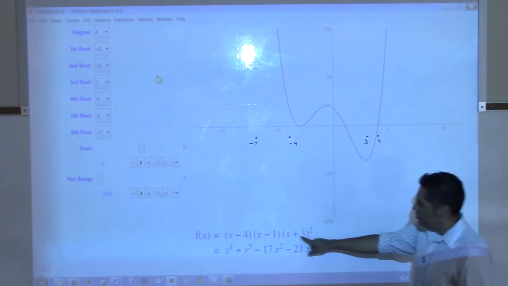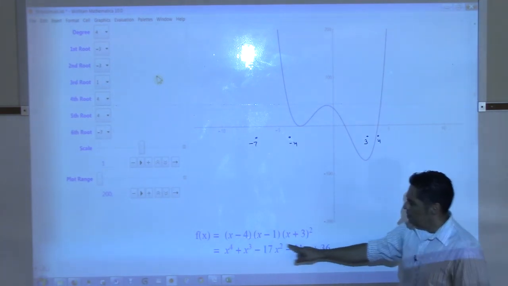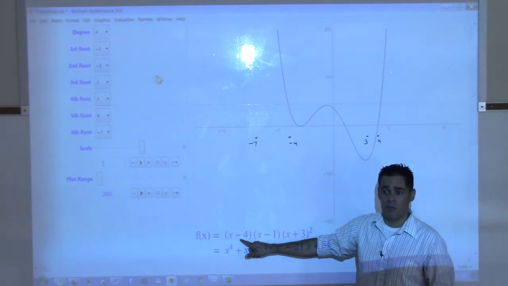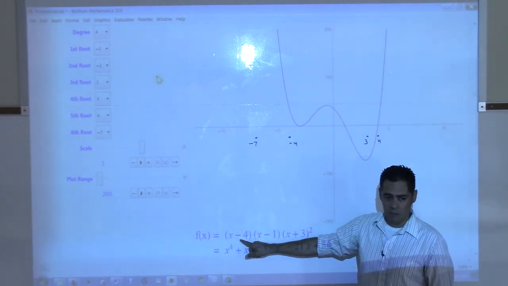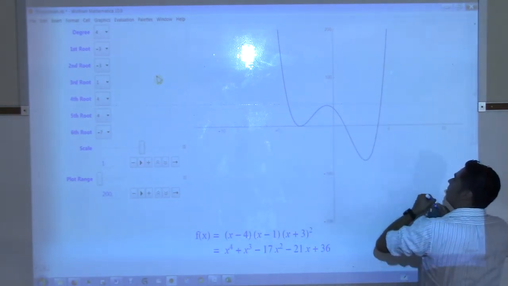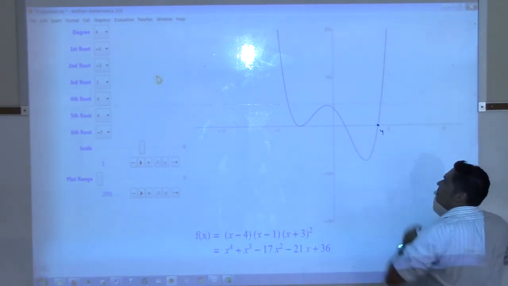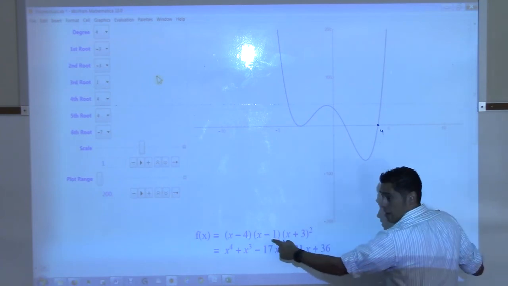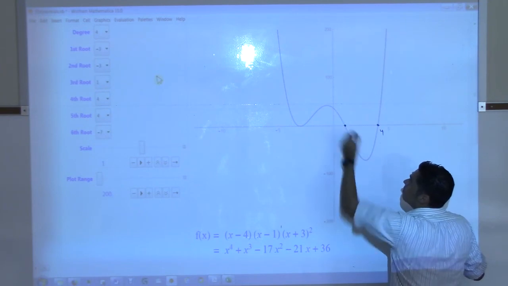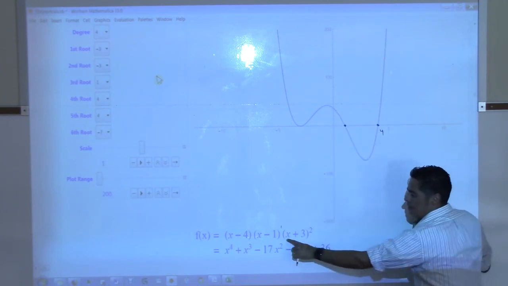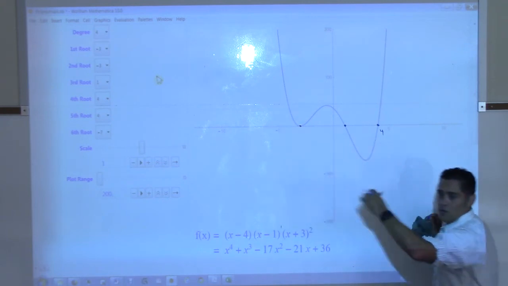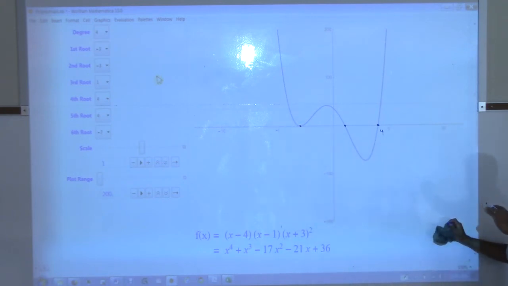Here I've already had the computer factor it for us. Because this is x minus 4 to the first power, I should expect that I'm going to just cross through at 4, right? Do I cross through at 4? Yes. Yeah, so here's 4, right? Notice I crossed through there. At 1, I should expect to cross through because this is a power of 1. So cross through, right? And at -3 would make that 0. At -3, I should expect to touch or bounce off. All right?